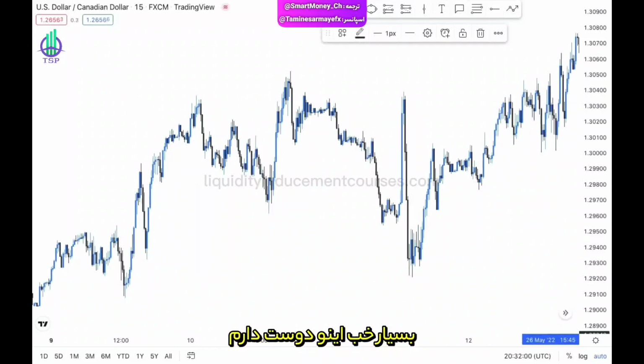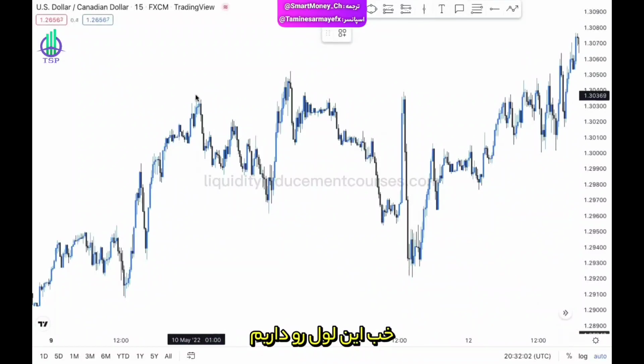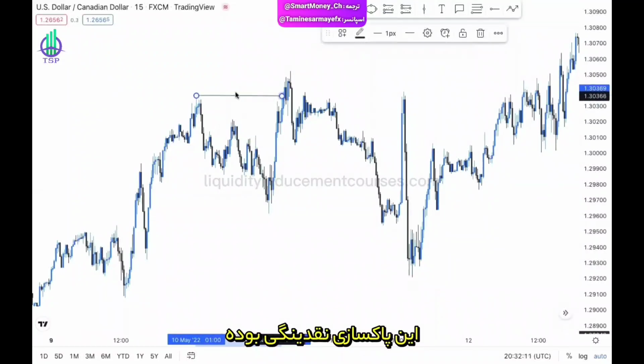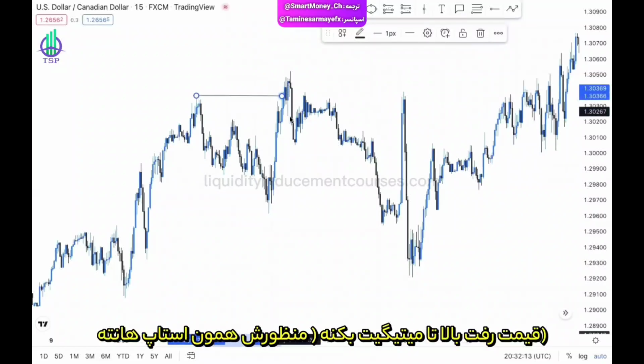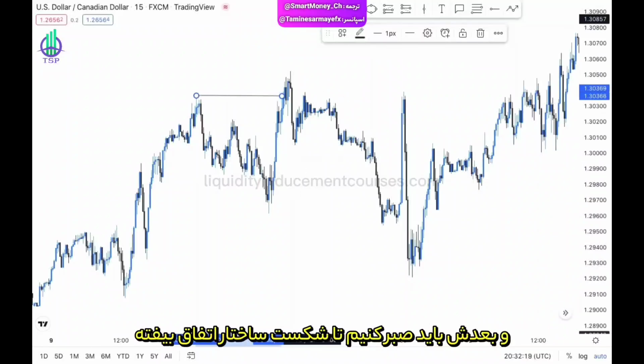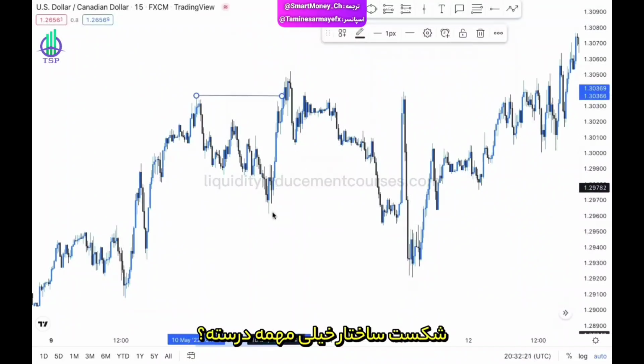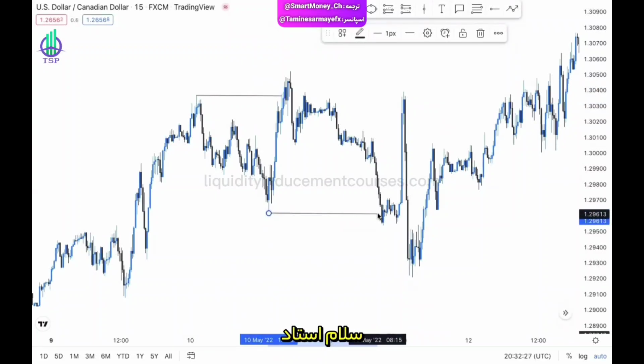Nice. Okay, so one more time, we have this level here, right? We should have passed forward my stopwatch, okay? And then price went higher to mitigate that level, okay? And then we have to look forward to a break of structure. It is very important, a break of structure, right?